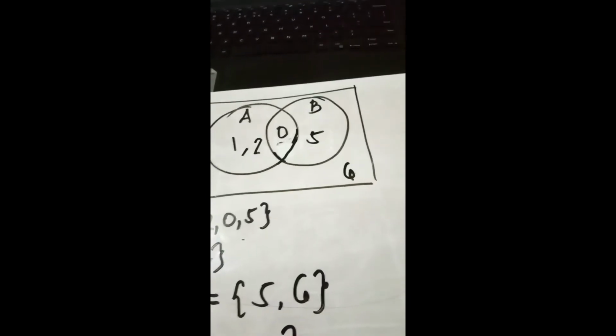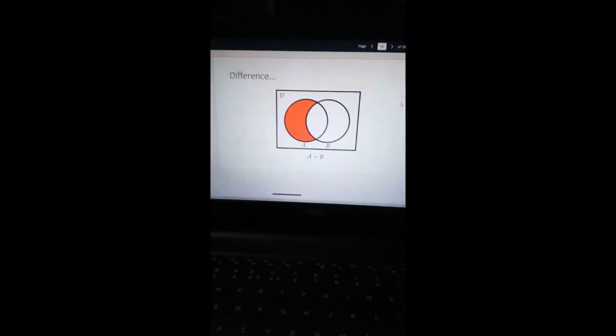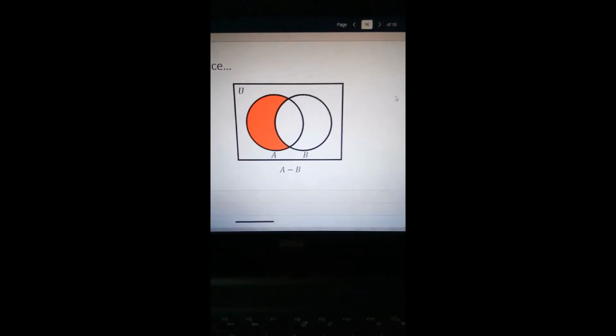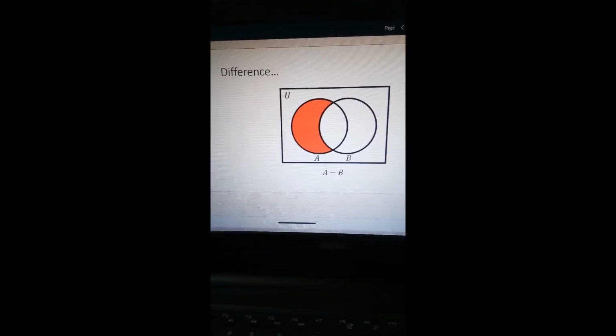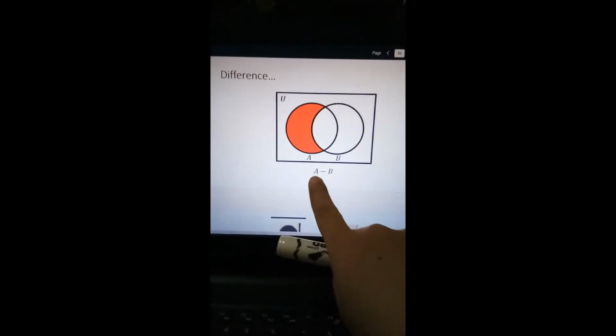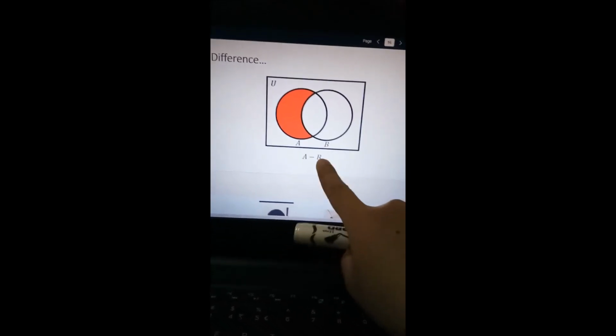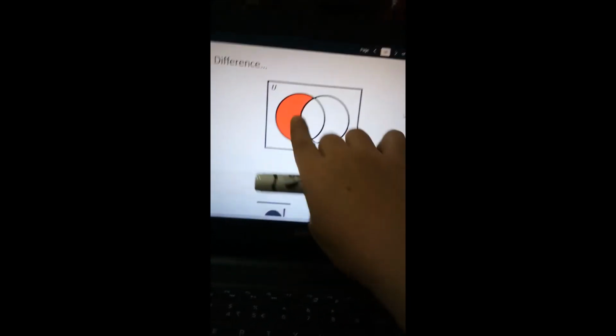Okay? Next, let's have your difference. Pag sinabi mong difference, parang ano yung maiiwan dun sa primary set? Okay? Or your leading set. Okay, so in here, A minus B, aalisin mo daw si set B, ano yung naiwan kay set A? That's the meaning of difference.